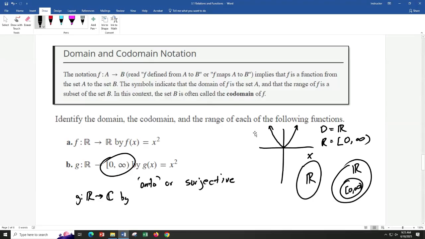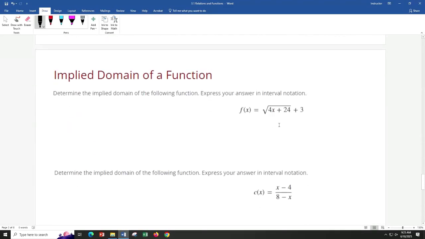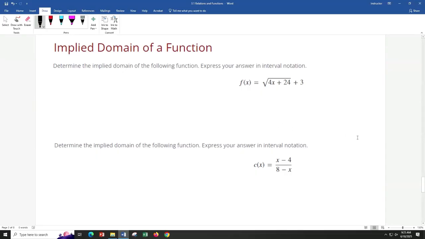But there's also something called, and this you are going to be tested on, the implied domain of a function. Not that bad. It's an ugly name that means something very simple. Now, before I show you what the implied domain is, I want to go through some quick review with you.